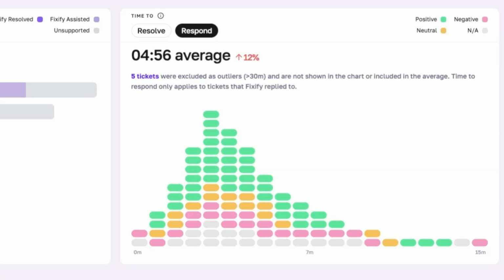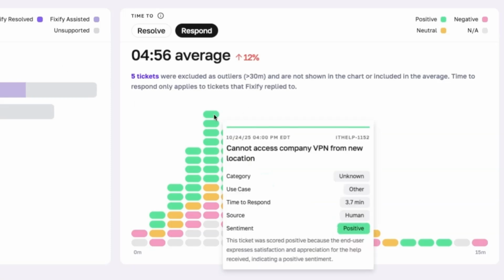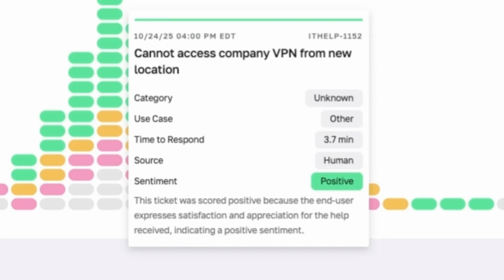The color coded here is an indication of sentiment. So green being positive, orange or yellow being neutral, and then red being negative. Gray being essentially the ticket was machine generated, and so we aren't scoring the sentiment. So we come in here, and for any one of these donuts, you can go ahead and see information about the ticket. You can see the sentiment, you can see the category, time to respond, and an explanation as to why we scored the sentiment the way we did.